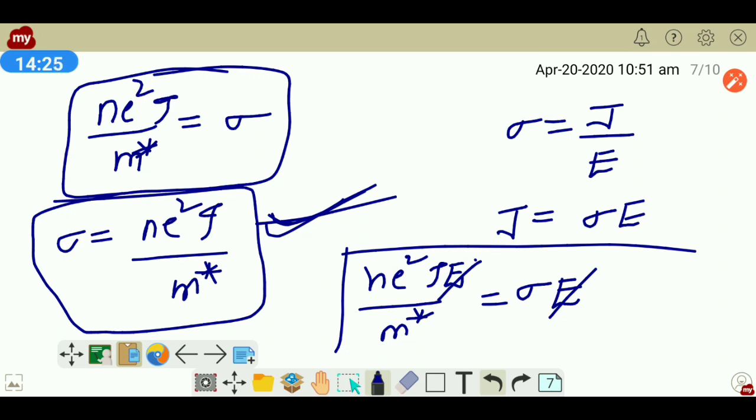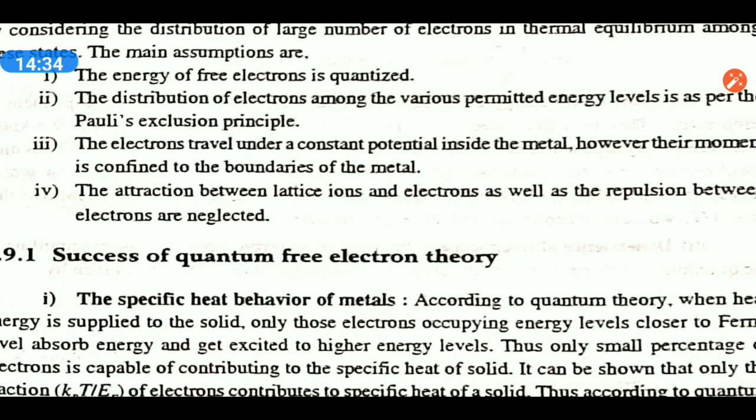If you don't understand, please text me or ping me so that I can respond immediately, and I will try to clear your doubts. Now on the screen you can see some assumptions made in quantum free electron theory, and these can also be called the postulates of quantum free electron theory.